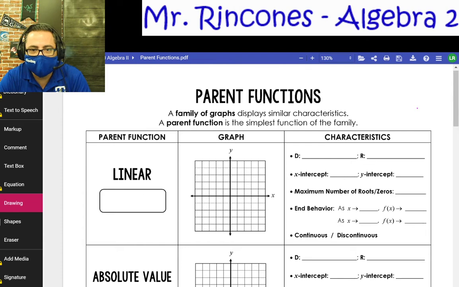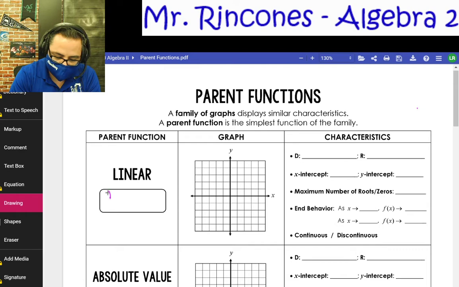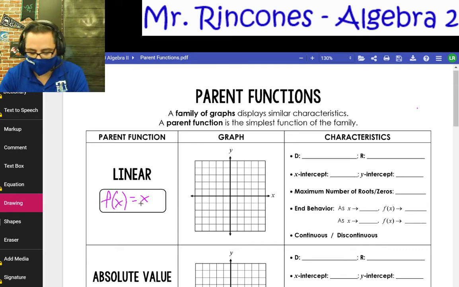Today's lesson is on parent functions. Before we discuss parent functions, let's discuss what a family of graphs is. All right, so a family of graphs displays similar characteristics, and a parent function is basically the simplest function of the family. So the more common functions that you've come across, of course, has been linear functions, and those look like this. So f of x is equal to x.